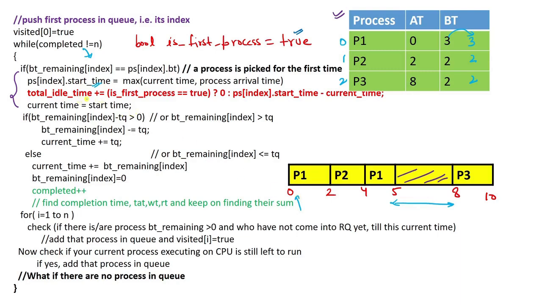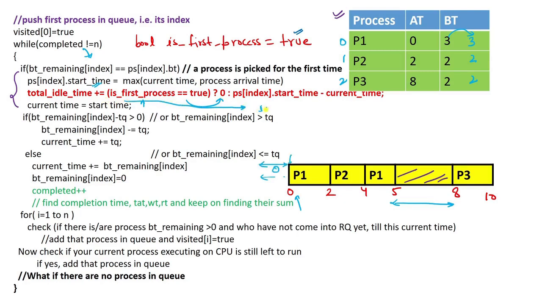And then we'll say total idle time: if you are the first process, then your idle time will be 0, right? Before this, you have no process running. So the first process flag was initially true, so we'll say the idle time will be added as 0. Here you have to add one line that I have forgotten.